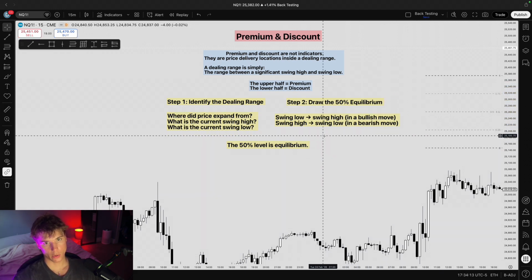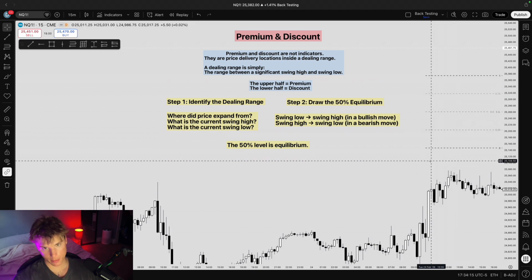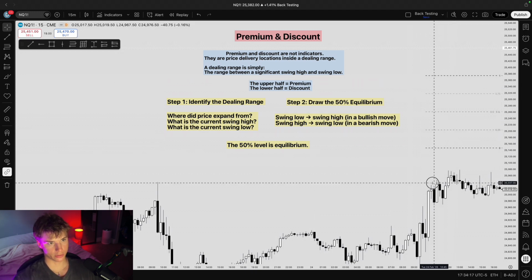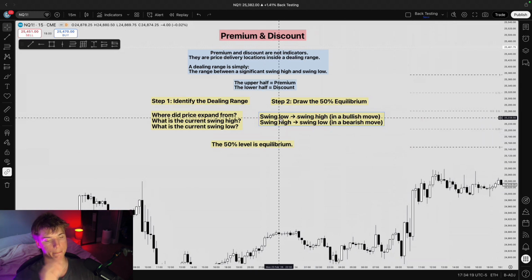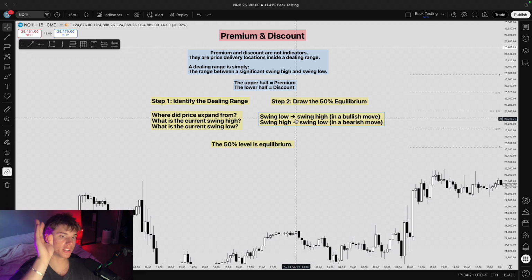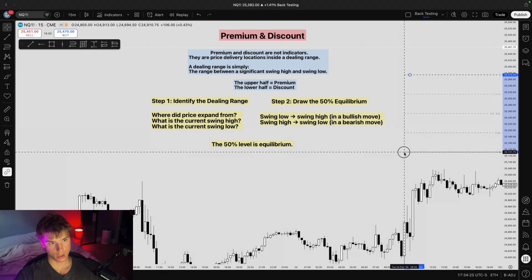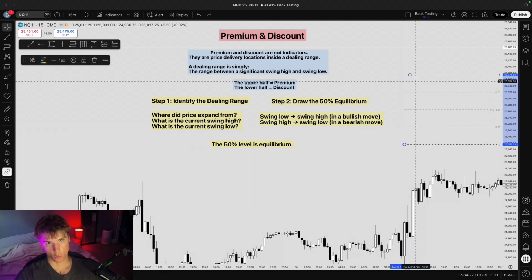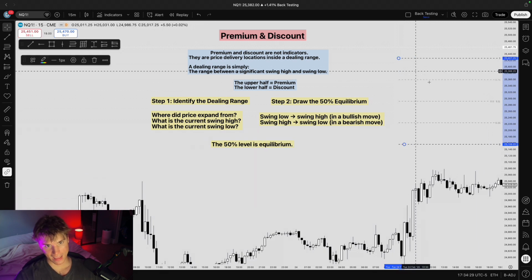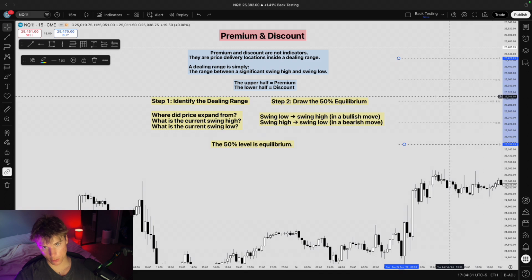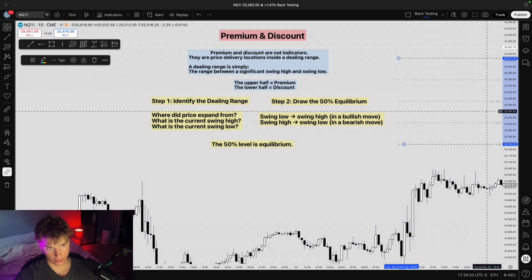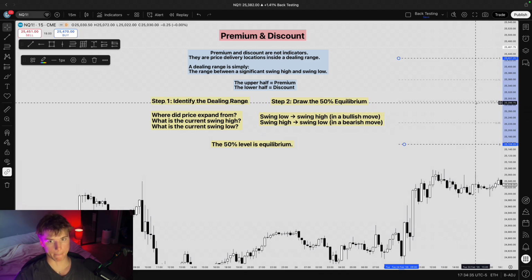So the way that you are going to identify if it's a premium or discount, you are going to put it on the swing low for a bullish move. Remember, bullish is to the upside. You are going to put the 0 on the swing low and the 1 on the swing high. And the middle 0.5, which is 50%, is going to be your equilibrium.